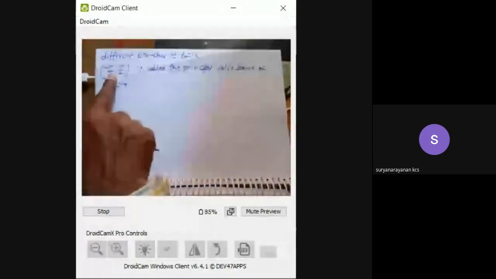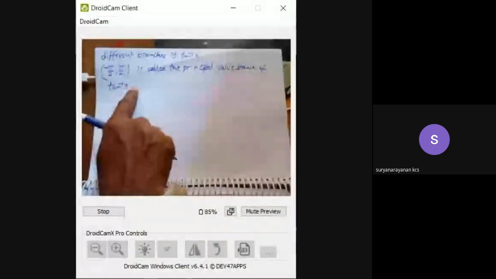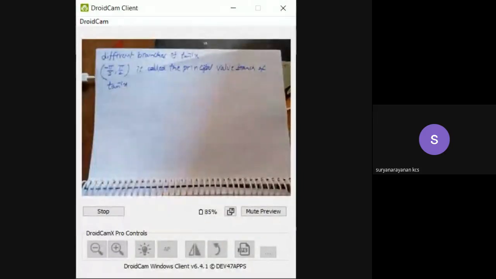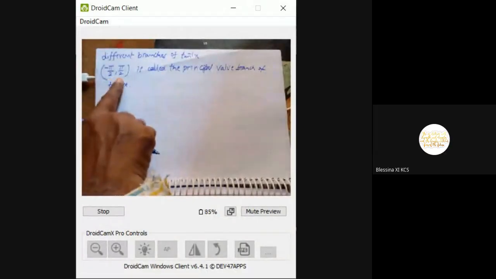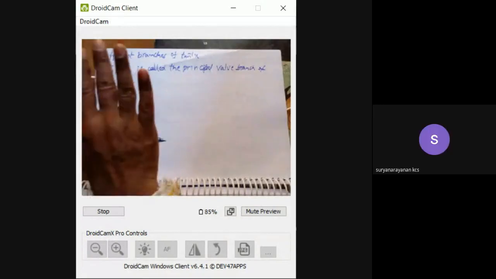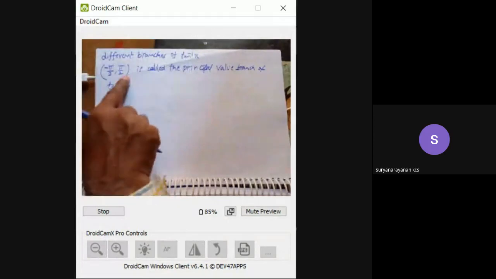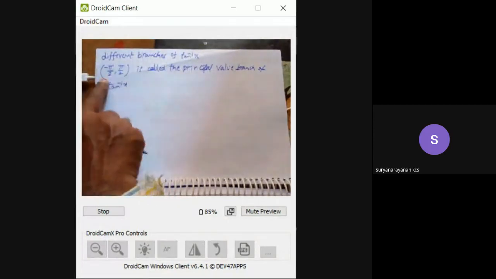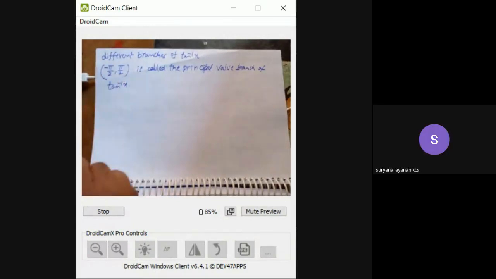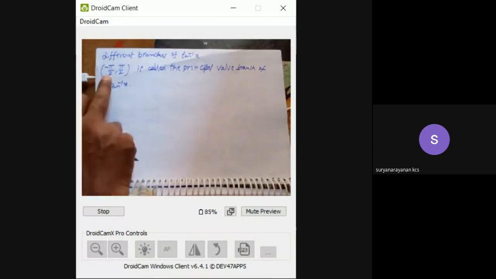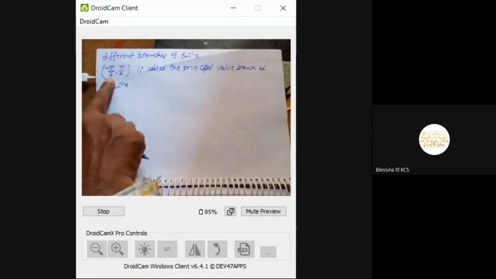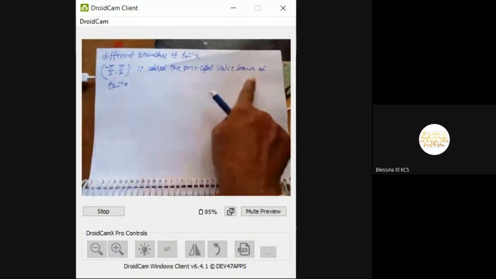Blessina, read this sentence. So minus pi by 2, comma pi by 2 is called the principal value. Stop. Not only that, first of all, you should read open interval also. Don't forget. In reading, this word open interval is also very important. Now read: open interval minus pi by 2, comma pi by 2 is called the principal value branch of tan inverse x.